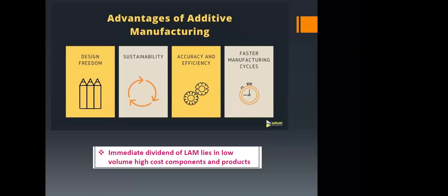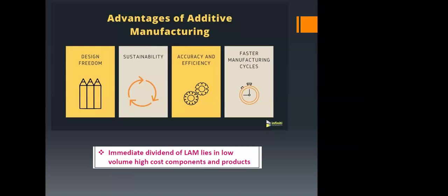And these are the advantages we can get against the conventional way of manufacturing, or subtractive manufacturing, when raw material is converted into different products where wastages are more. So over those conventional processes, design freedom, sustainability, accuracy, and faster manufacturing cycles are the advantages.